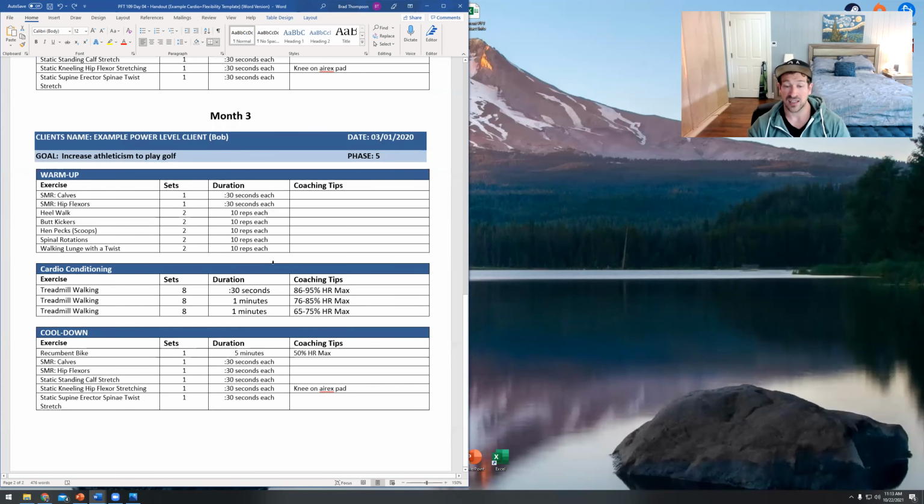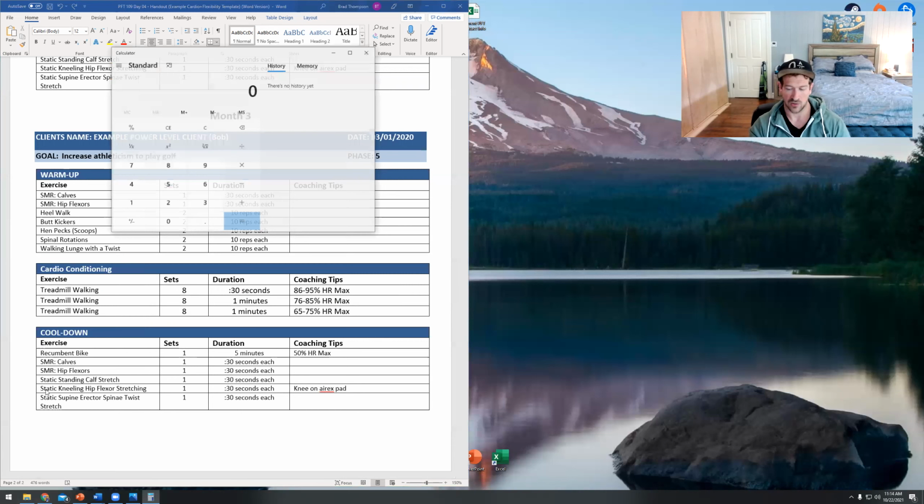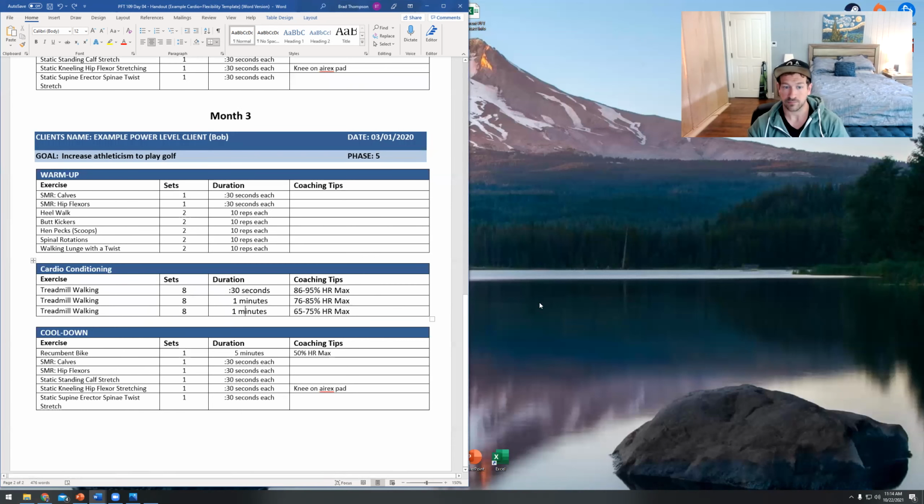But then in month 3, it's like we're going to get tough, right? We're going to have him do 30 seconds in zone 3, 1 minute in zone 2, and then 1 minute of recovery in zone 1, and then repeat. He's going to do 8 rounds of that. That's 2.5 minutes total for every round. So 2.5 times 8, 20 minutes of cardio. And there we go. That's the interval training, right?